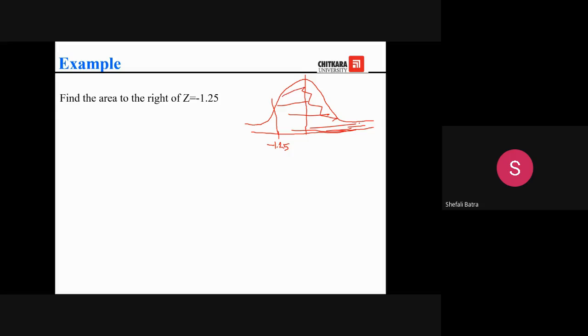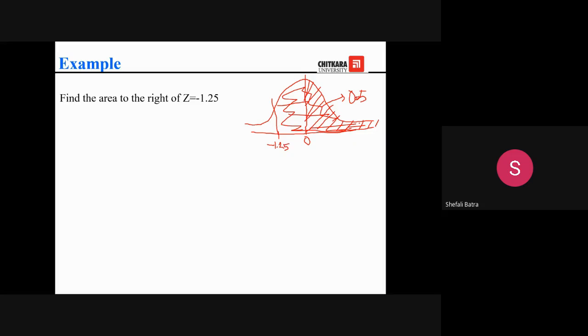Now tell me how we can find out this area. Tell me, beta, how we can find this area. Again, we will be dividing it into two parts: minus 1.25 to 0 and then 0 to infinity. So you know what is the area of this portion? Right side of the 0. Complete area right side of the 0. This area is what? 0.5, right? So it is 0.5.